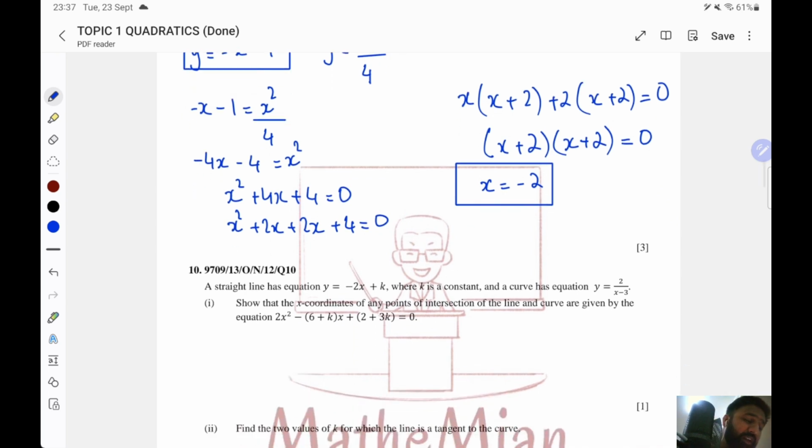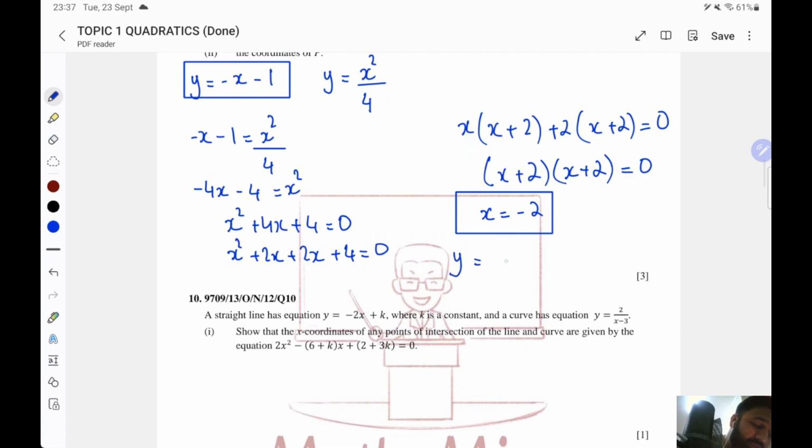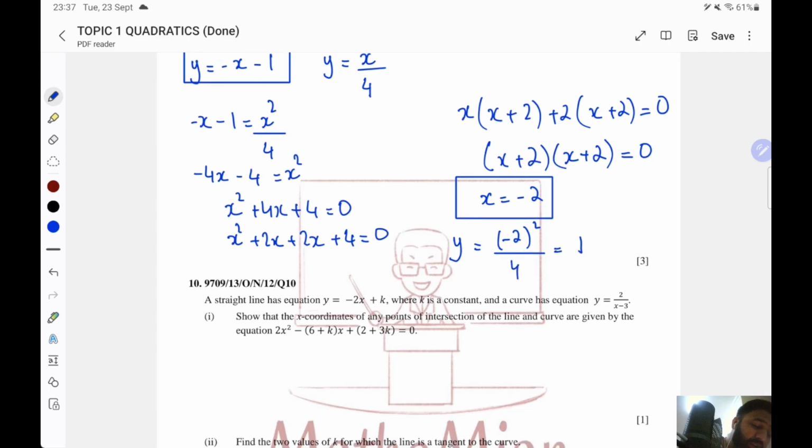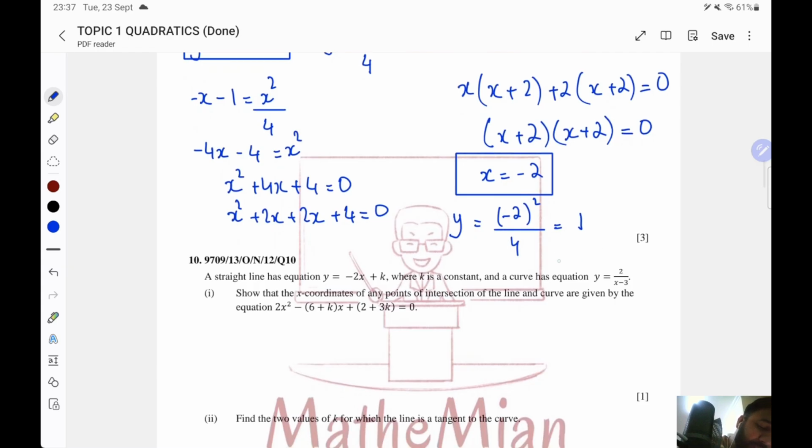Now we can find the value for y as well, which will be minus 2 whole square divided by 4, which will give me 1. So what are the coordinates for the point P? Let me write them here. It will be minus 2 comma 1.